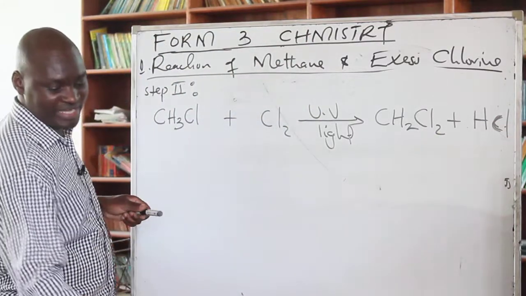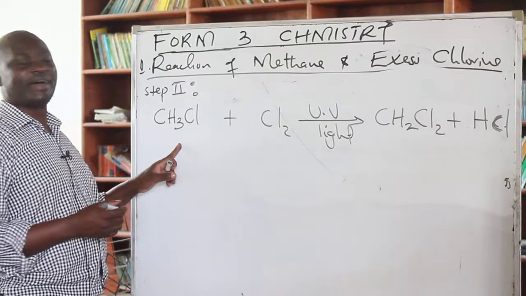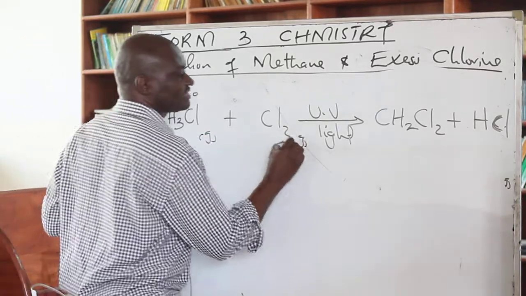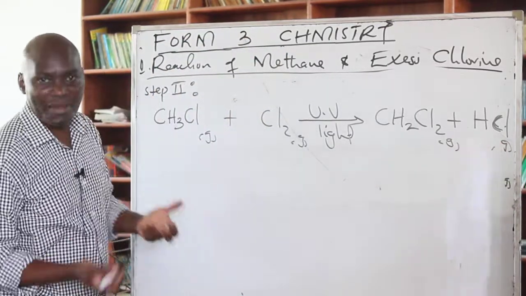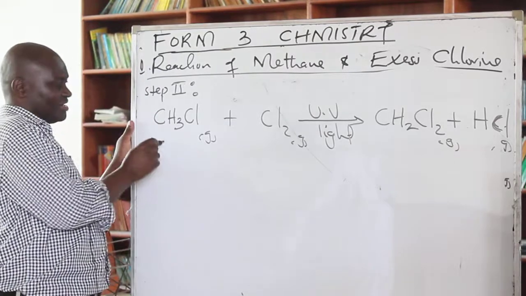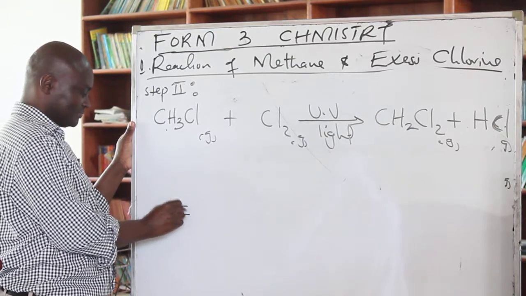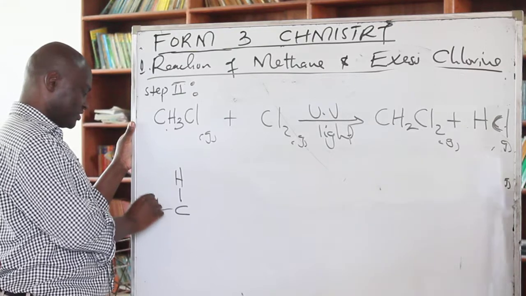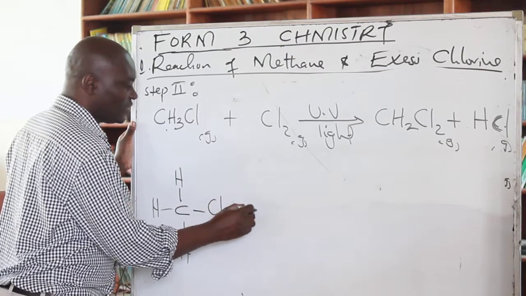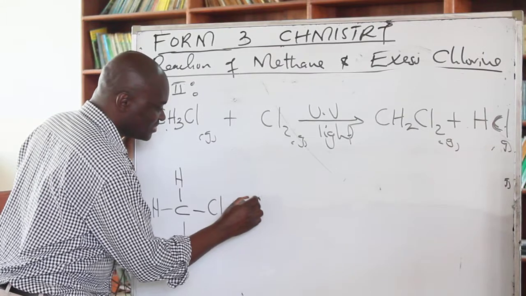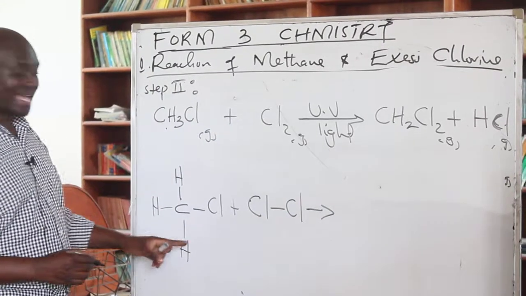This is a gas, and a gas. In terms of the open structure, our reactant here is chloromethane. So we'll have C, H, Cl, H. Then reacting with chlorine gas. So what do we get?